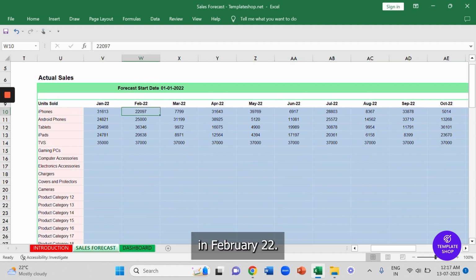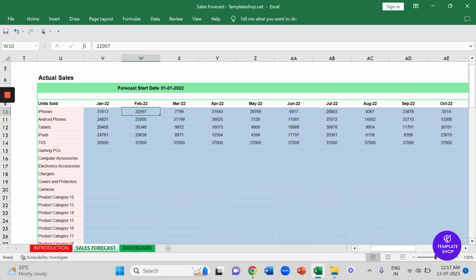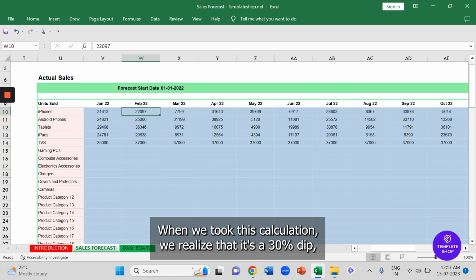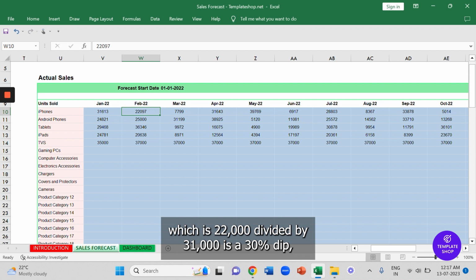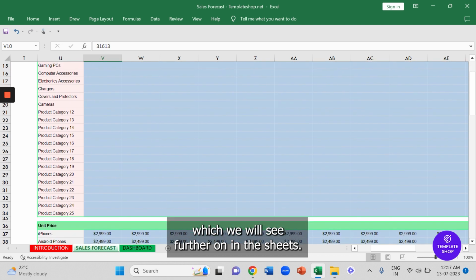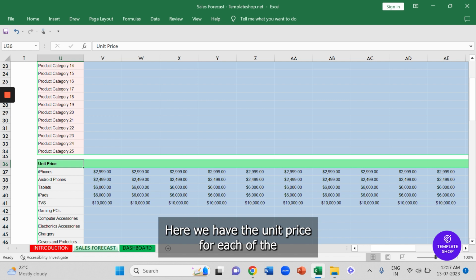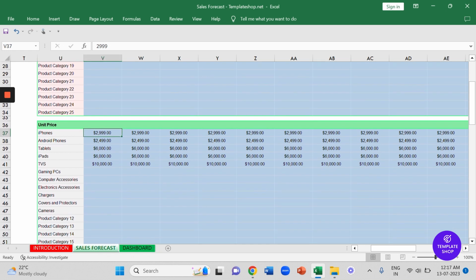In February 22, we see that there is a dip in the number of iPhones sold when compared to January. When we do this calculation, we realize that it's a 30% dip, which is 22,000 divided by 31,000, a 30% dip, which we will see further on in the sheets. Here we have the unit price for each of the devices.